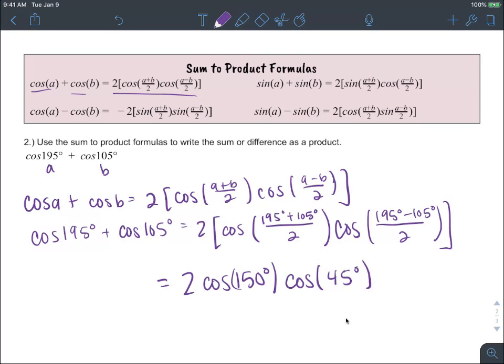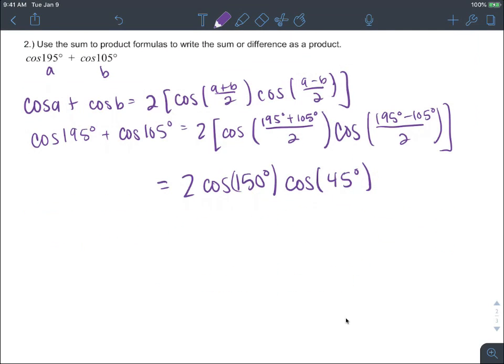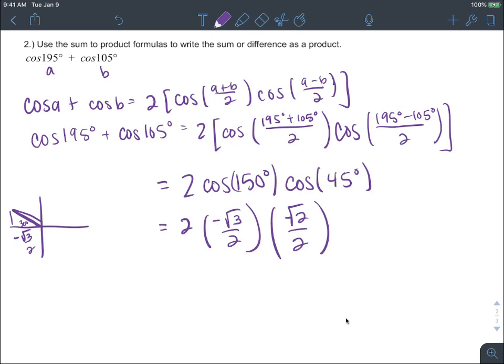And now we can actually evaluate this. So let's go to the side at 150. So 30-degree reference angle, the cosine would be negative root 3 over 2. So 2 times negative root 3 over 2 times the cosine of 45, which is root 2 over 2. The 2's cancel, giving us negative square root 6 over 2. Okay.